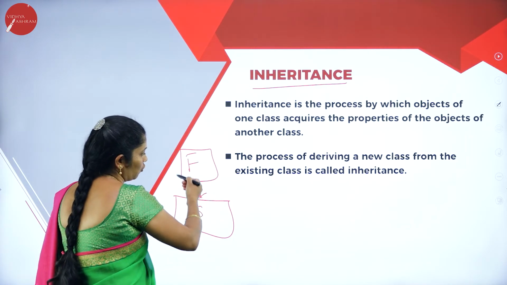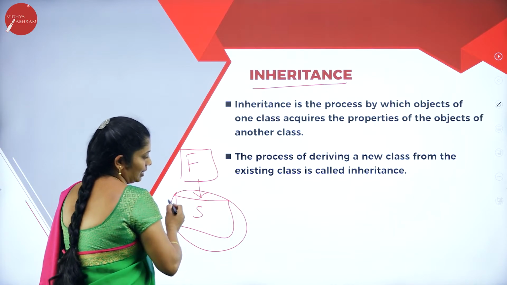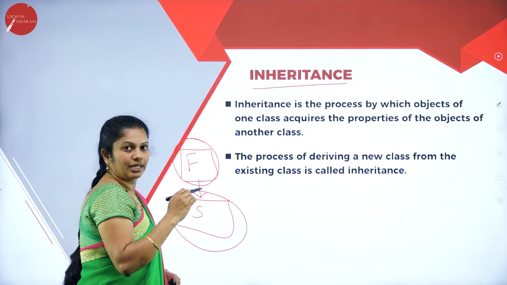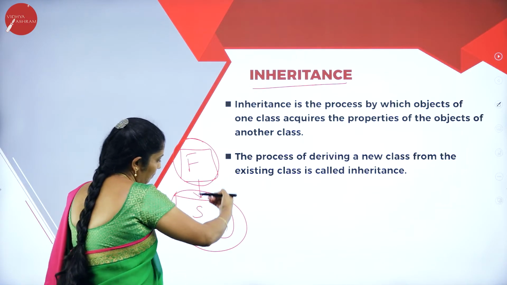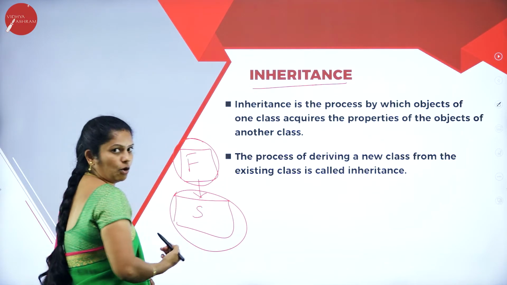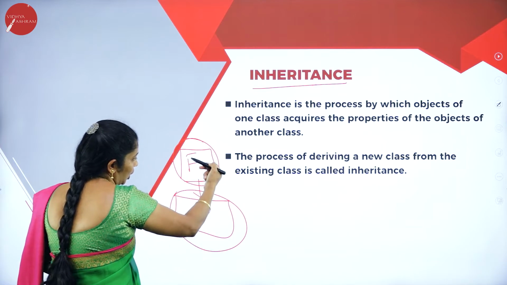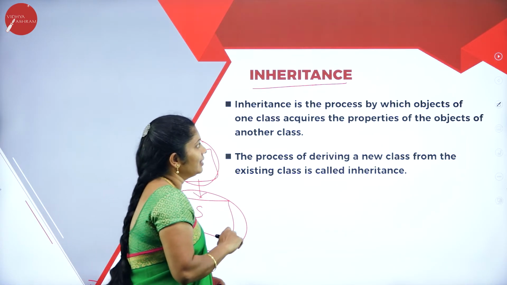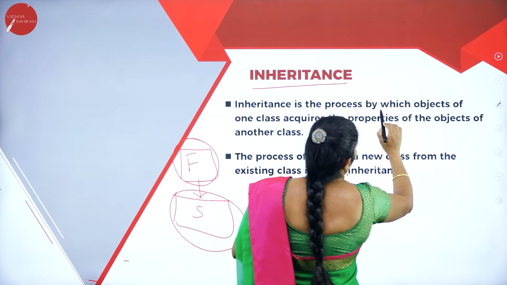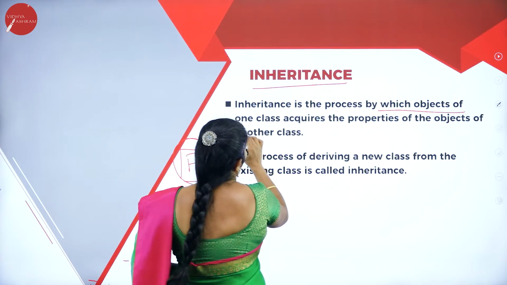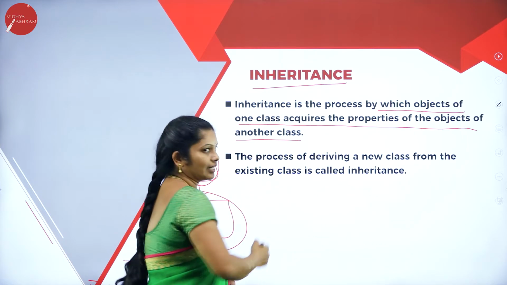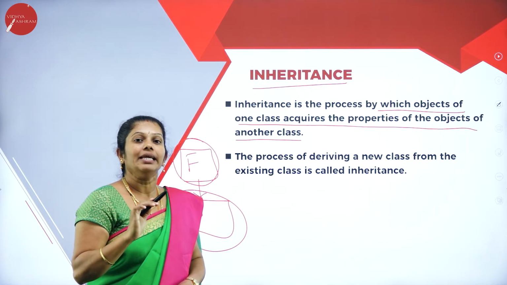Here, it is a process of creating a new one by using the existing one. The father is the existing one. It is a process of acquiring the properties. The son acquired the properties from the father. That means inheritance is a process by which objects of one class acquire the properties of the objects of another class. It is nothing but inheritance.